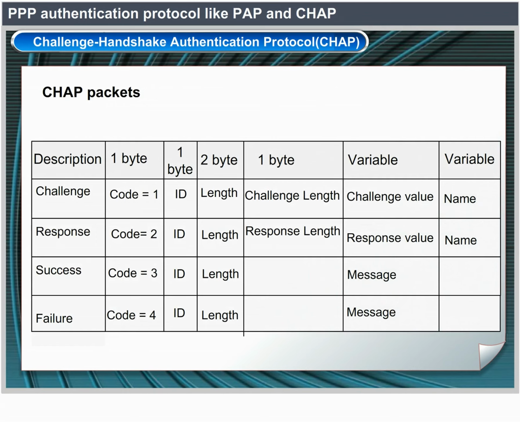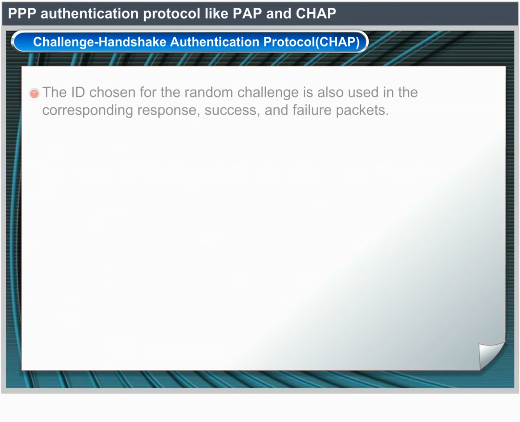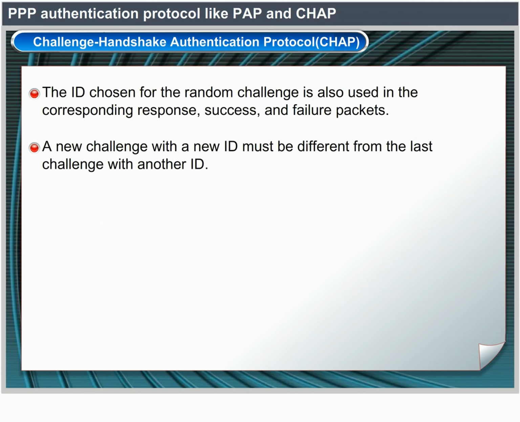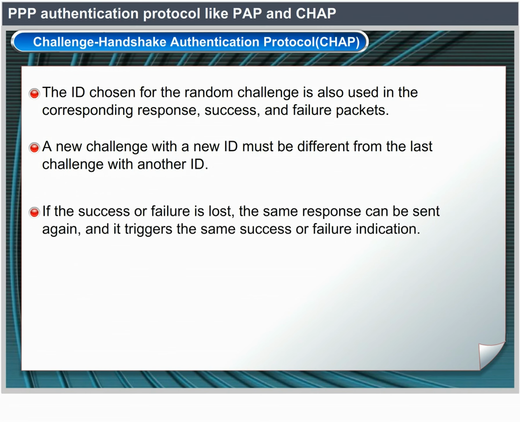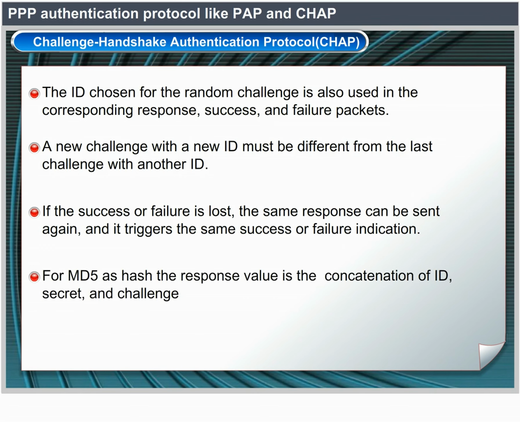The ID chosen for the random challenge is also used in the corresponding response, success, and failure packets. The new challenge with a new ID must be different from the last challenge with another ID. If the success or failure is lost, the same response can be sent again, and it triggers the same success or failure indication. For MD5 as hash, the response value is the concatenation of ID, secret, and challenge.